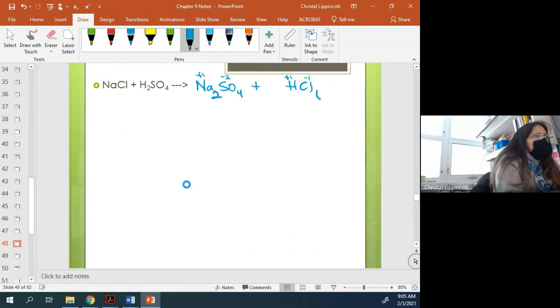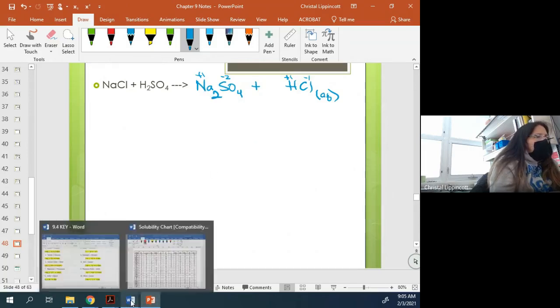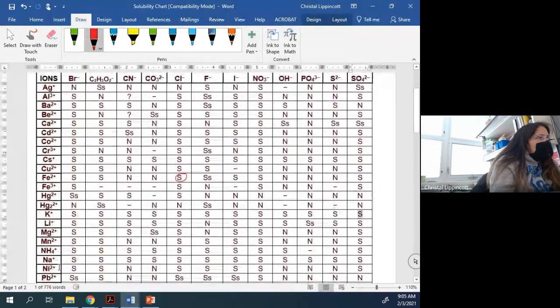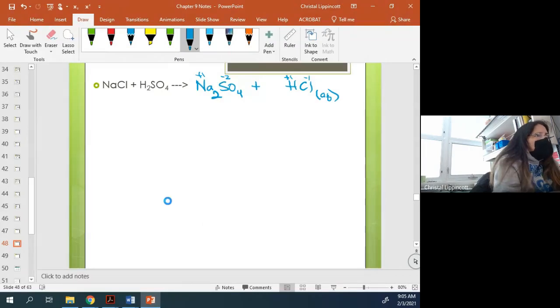Okay. This is an acid, so we already know that it is aqueous. Don't need to look that up. But this one, sodium sulfate, we do need to look up. So I'm going to find my sodium here. And I'm going to go over to sulfate. And I see that it has an S here. So what do I record here for my phase if that's an S?